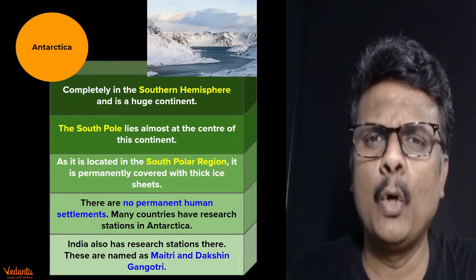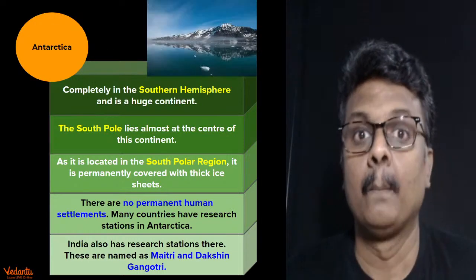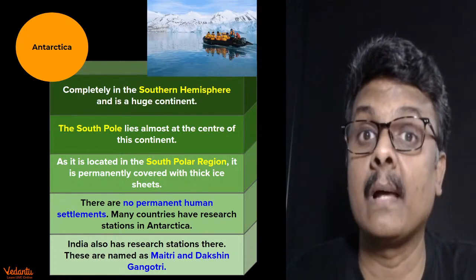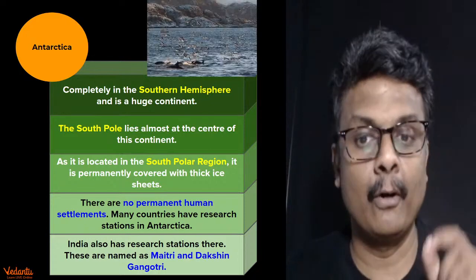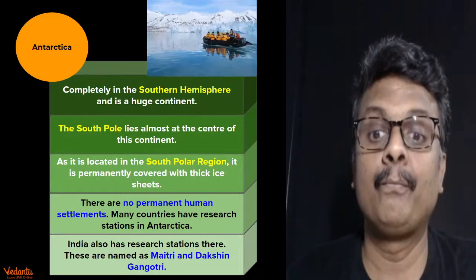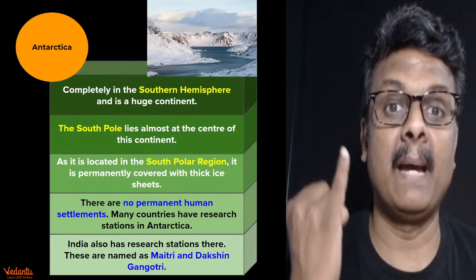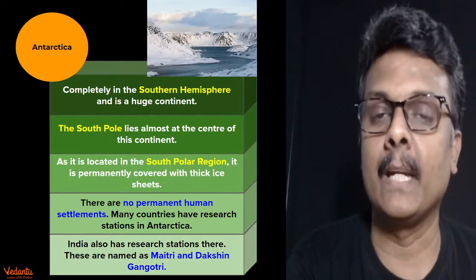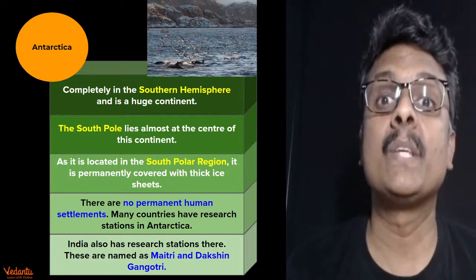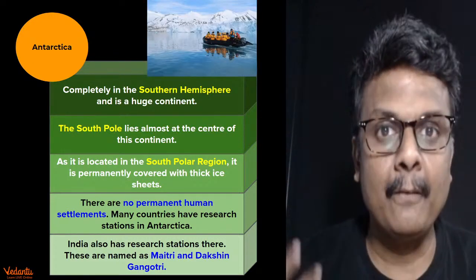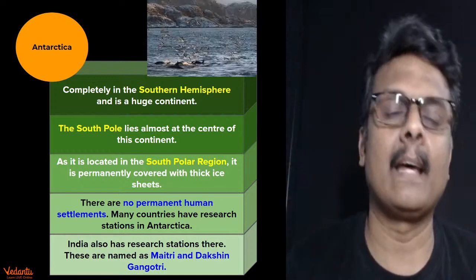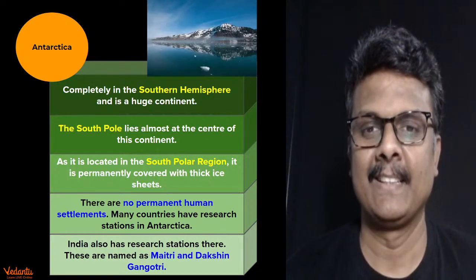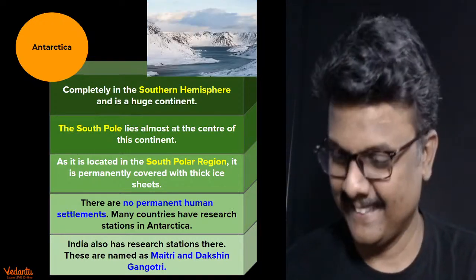So there are no people who permanently live there. But a lot of research stations are there in Antarctica. Even for India, we have research stations called Maitri and Dakshin Gangotri. These are two research stations which are there on behalf of India in the Antarctic region. Cool, exciting, is it not?